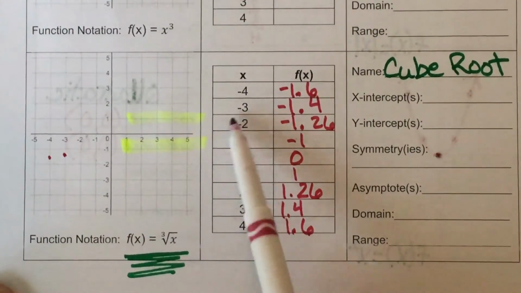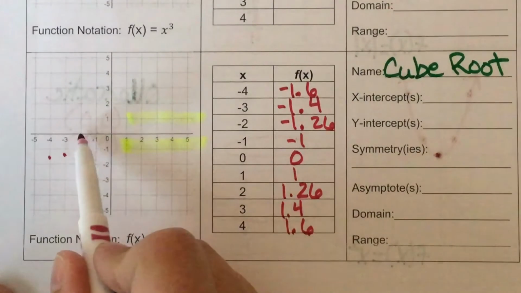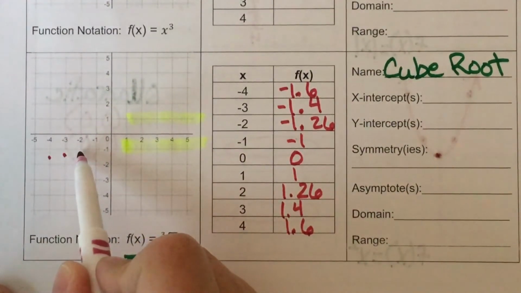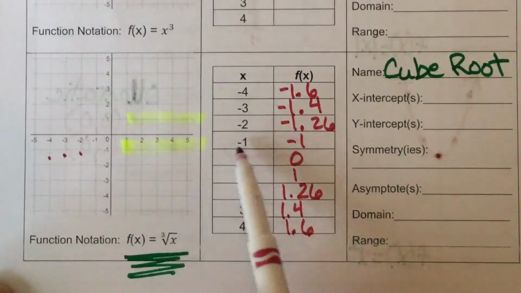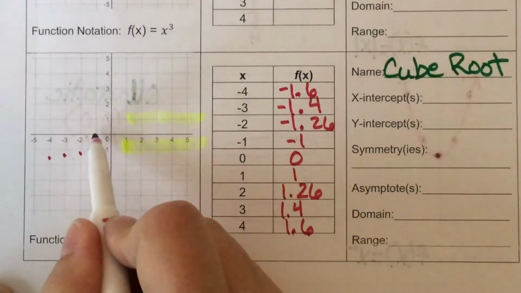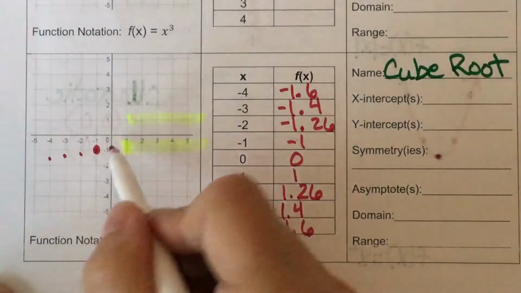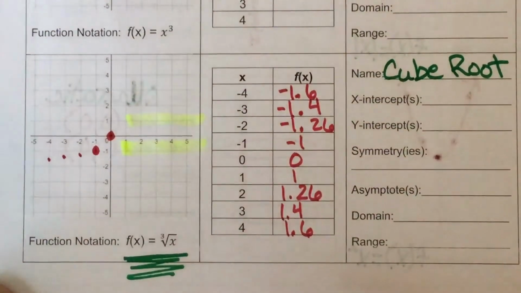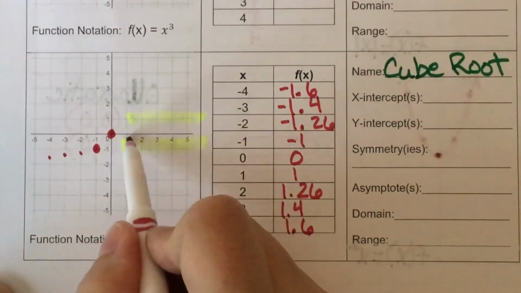Okay, this one I'm going to go left 2 and down 1.26. So left 2 and down 1.26. So I'm not going quite as far down as I did the last one. I'm just eyeballing it. Okay, negative 1, negative 1. I'm going to go left 1 and down 1. So left 1, down 1. 0, 0, that's easy. That's right at the origin. Okay, 1, 1. I'm going to go right 1 and up 1. So right 1, up 1.